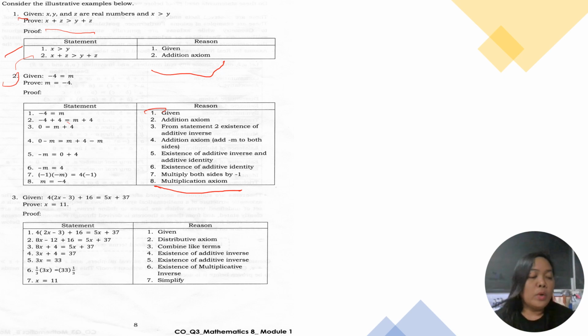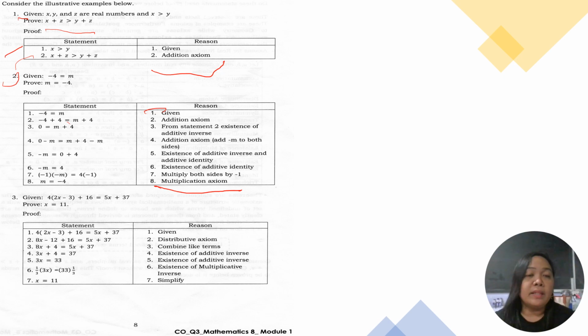Meaning to say, we will multiply 4 to the factors inside the parentheses. So we have to multiply 4 times 2x first. That gives us 8x in statement number 2. Then you also multiply 4 times negative 3. That gives us negative 12. Copy plus 16 is equal now to 5x plus 37. Reason, we applied distributive axiom.